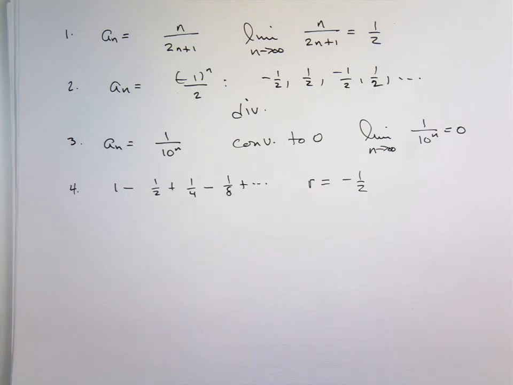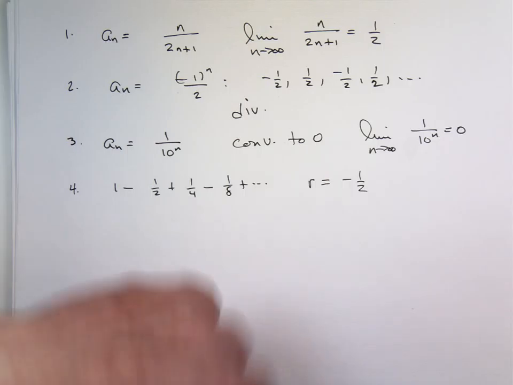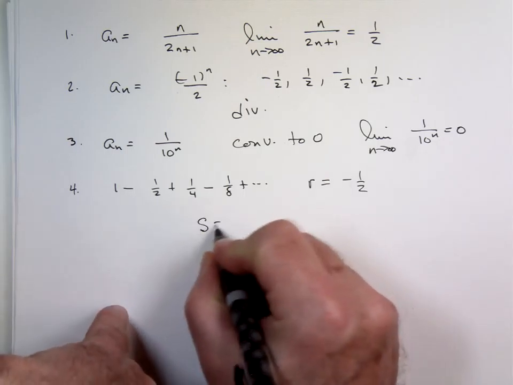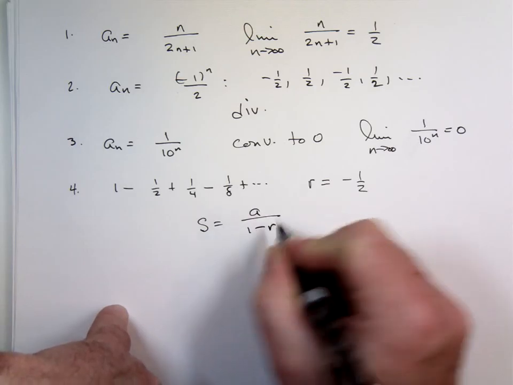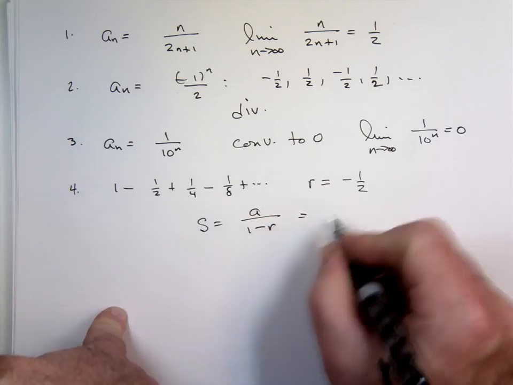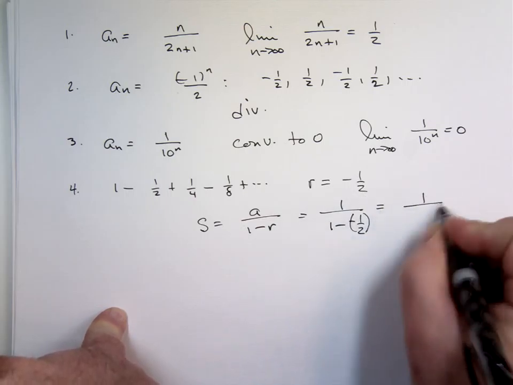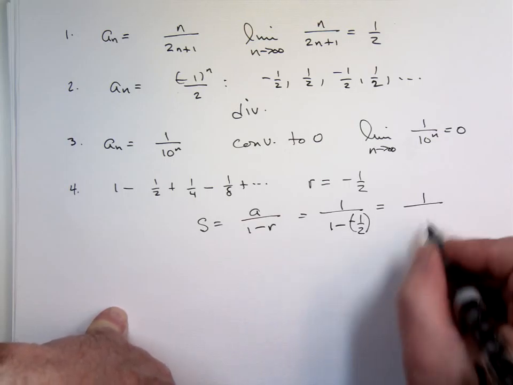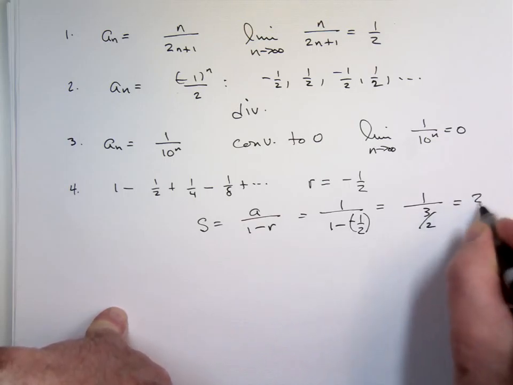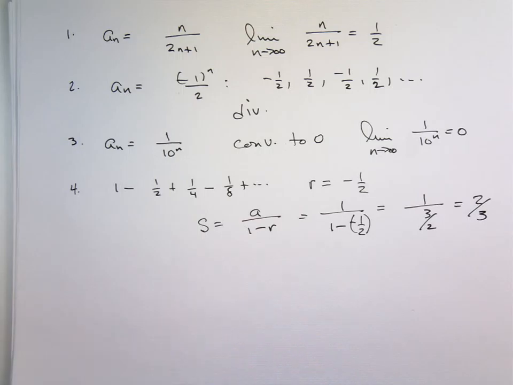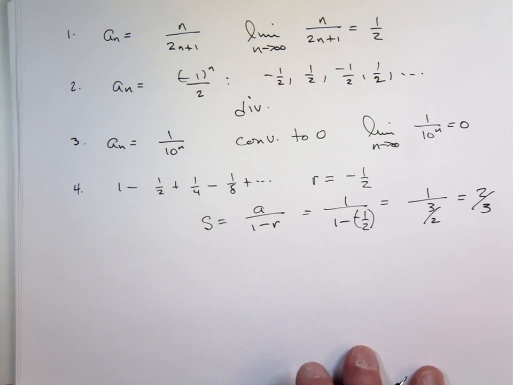That's our ratio. As long as that ratio has an absolute value less than 1, the series converges. Not only do we know that it converges, but we know its sum. The sum is equal to a over 1 minus r. In this case, a is 1, r is negative 1/2. We get 1 over 1 minus negative a half, 1 plus a half, 3 halves, which is equal to 2/3. Okay? That series will converge to 2/3. Okay? If you have a question, let me know.